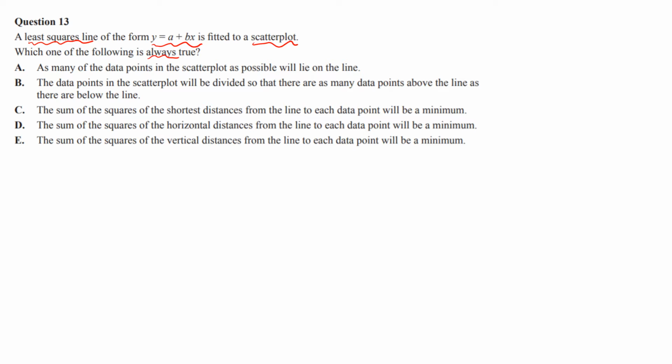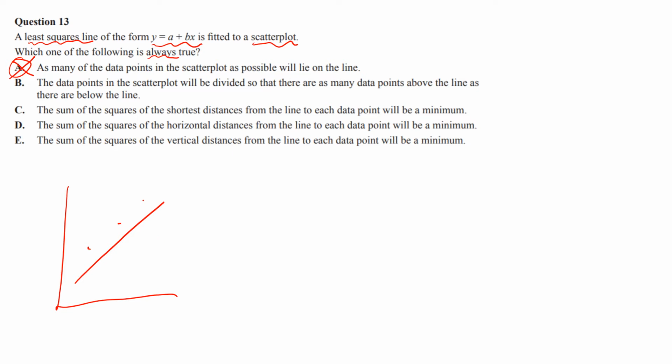Now, let's have a look at A first. As many of the data points in the scatter plot as possible will lie on the line. That is not true, because you could have something with a line like this, and then the dots could be just alternating either side of it. So not true. I mean, you might have no dots on the line and still have a pretty good fit to the data, by the way.